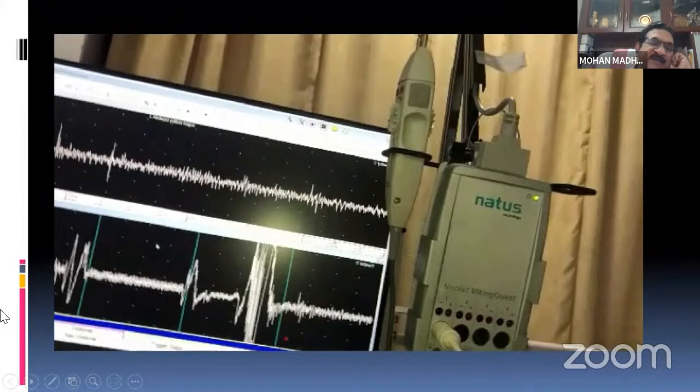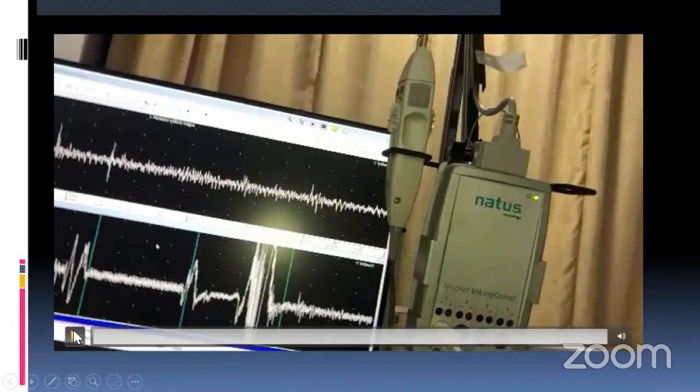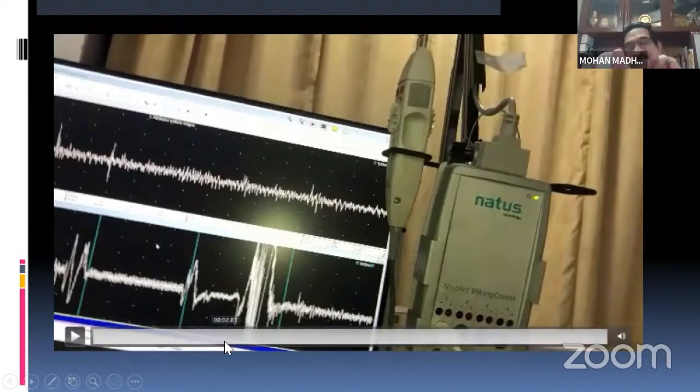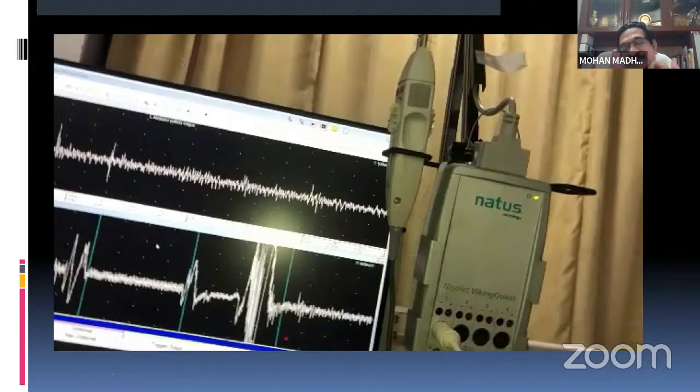Now this is the EMG of the patient. What did he see? What did he hear? The dive bomber, sir. He has got myotonia. So in fact, it's a myotonic dystrophy. No, it's not myotonic dystrophy; it is congenital myotonia, autosomal recessive type.